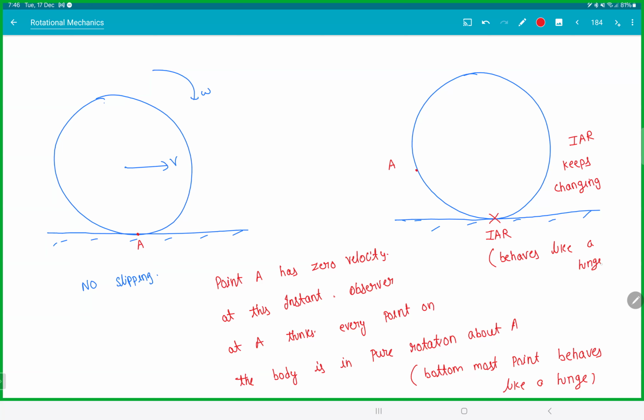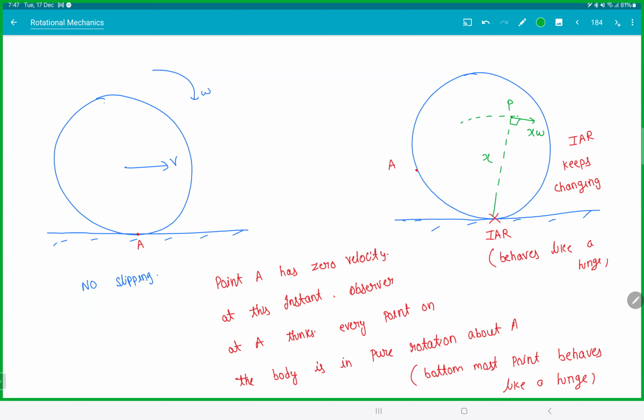Now, since it behaves like a hinge, if you want the velocity of any point, let's say if you ask me the velocity of this point P, I will simply take the distance x and I will say velocity is x omega. Isn't it? If you are having a hinge, what is the velocity of any point? R omega. R is the distance from the hinge. So it feels like the P is going in a circle. Is the idea clear, everyone? So IR is a point, which is like momentarily at rest. So when you go and stand there, it feels like the whole body is in pure rotation.